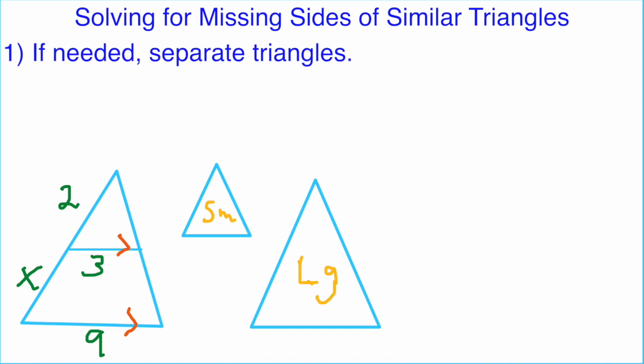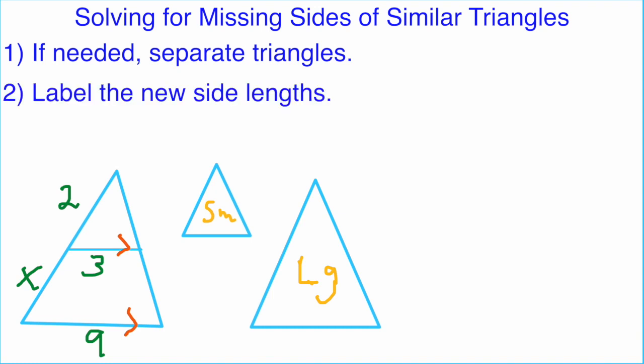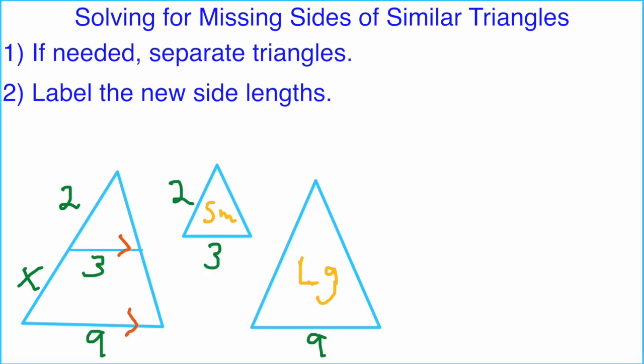Labeling your triangles small and large is optional, but sometimes it helps you get things in the right place. So our next step is to go ahead and label the new side lengths. So these three are the easy ones. Just copy the 2 and the 3 and the 9. The question is, what is that fourth side? And let me tell you some things that it is not. It is not x. It is not 2x. What you need to do is go ahead and add the 2 and the x together, giving you 2 plus x, or we'll go ahead and just write x plus 2.